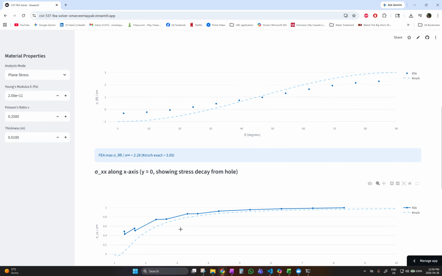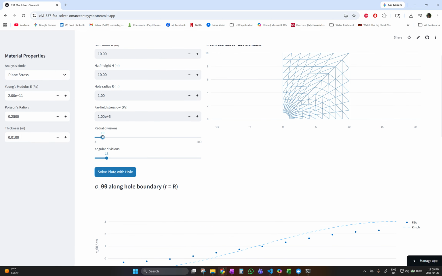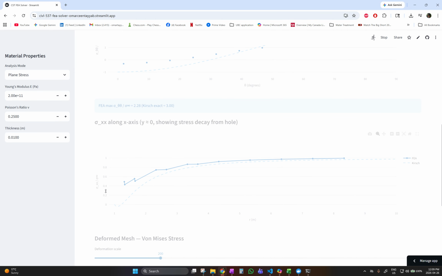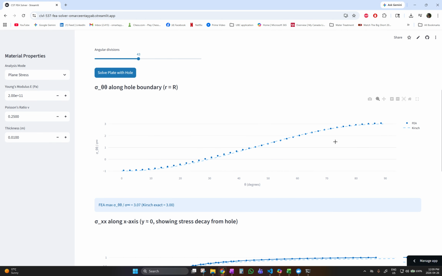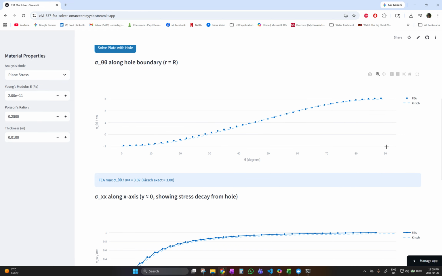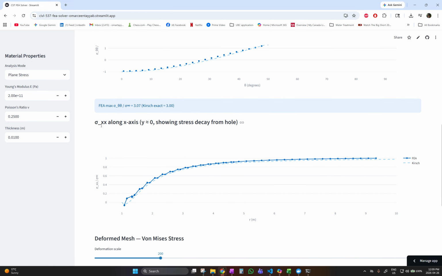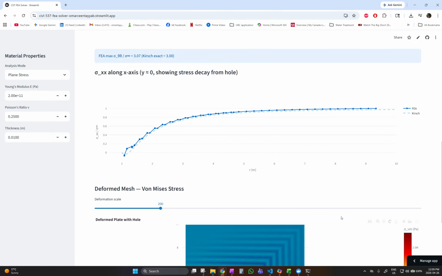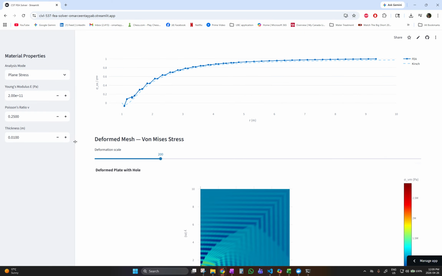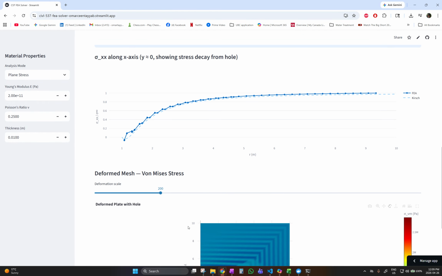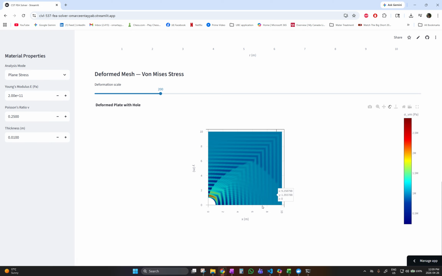Again, we see this sort of artifact because the approximation of the hole is not great. But if I push the mesh density higher, not only does my hoop stress get correctly estimated to be 3, but also at the correct degrees, 90 degrees. Also this stress decay away from the hole starts improving, and then basically goes to 1 as you expect. And you can see that same artifact that I'm talking about.